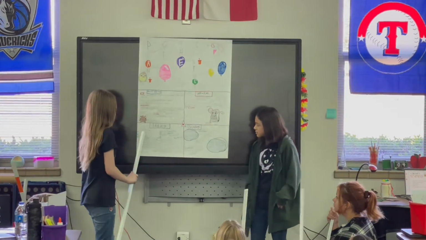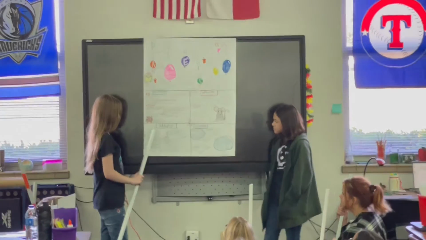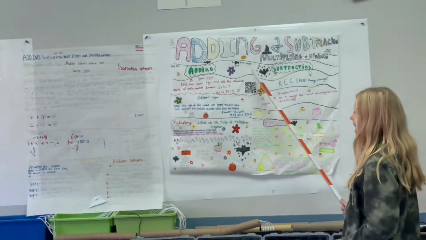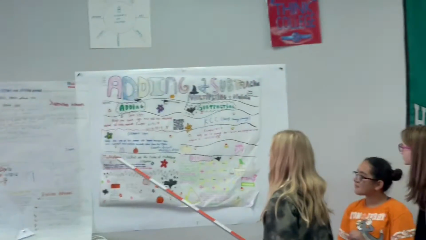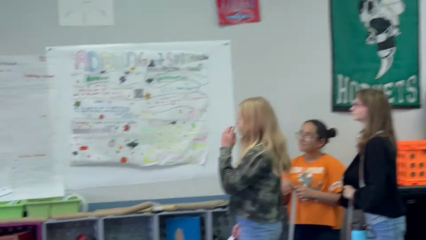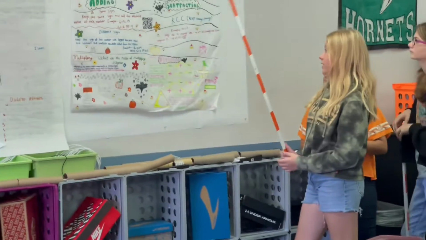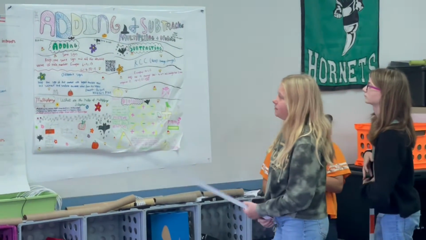Here we have adding. We have same signs and different signs. Let's start with same signs. Step 1, find the absolute value of each number and add them. The example, 6 plus 9. You'd find the absolute value of 6, which is 6, and the absolute value of 9, which is 9. 6 plus 9 is 15.